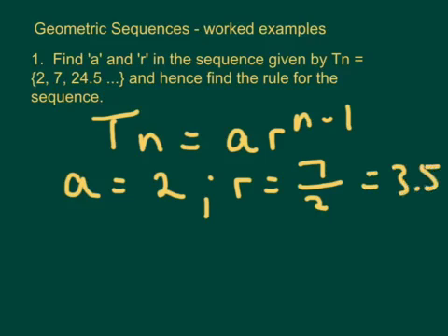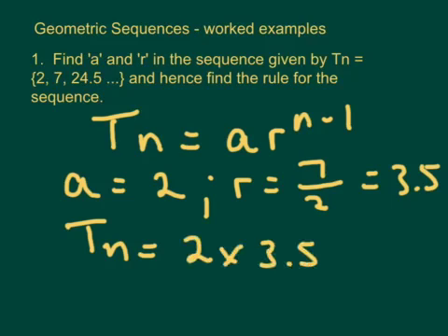All we do now is substitute values for a and r into our template up there. So we have the sequence defined by this rule. The nth term is given by 2 times 3.5 raised to the power of n minus 1.